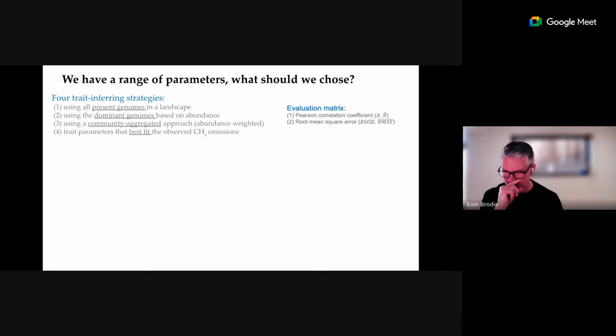If you remember, we had those guilds, and then we have a range of parameters. We have a distribution of parameters. The ecosystem model has one representative organism for each of those guilds. So for every type of microbe in there, we have one value we can use with the way the ecosystem model is written at the moment. So what would we use? Would we use information from all of the genomes? What statistics would we use from the distribution? And what does that do for our predictions of methane?